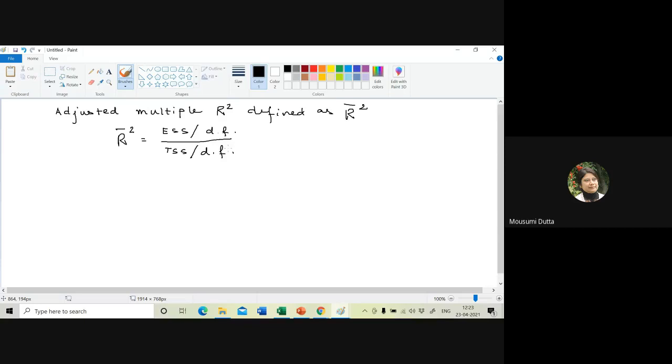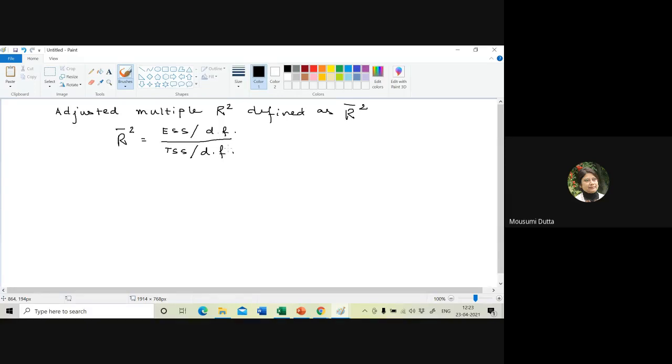Therefore, we need to introduce an advanced notion to measure the goodness of fit, and that advanced notion is the notion of adjusted multiple R square, which we define by R bar square. That R bar square is ESS by degrees of freedom divided by TSS by degrees of freedom. So in each case we will divide the elements by their respective degrees of freedom.